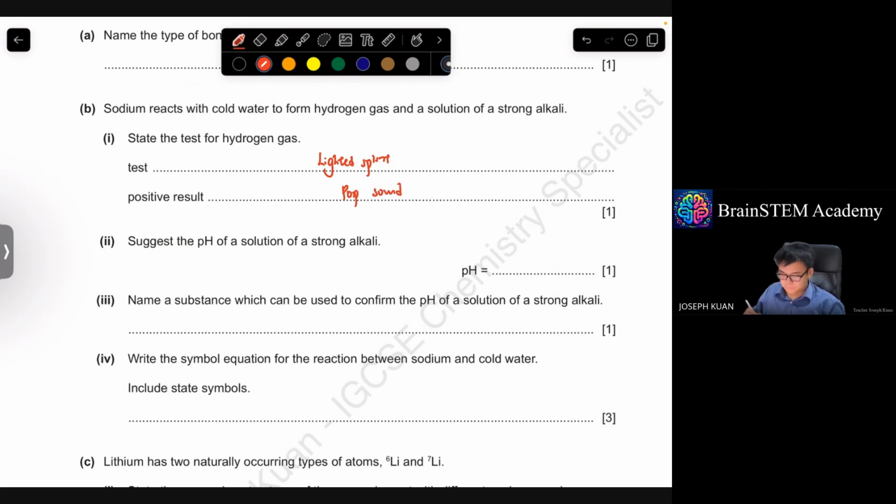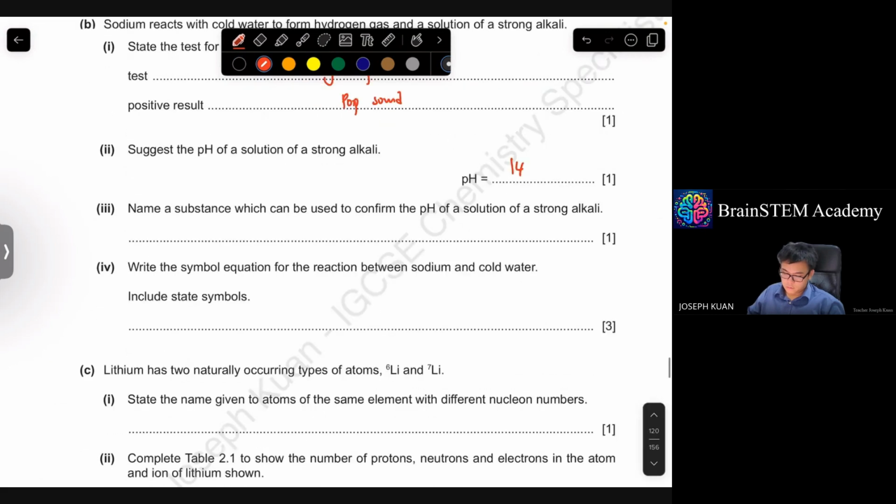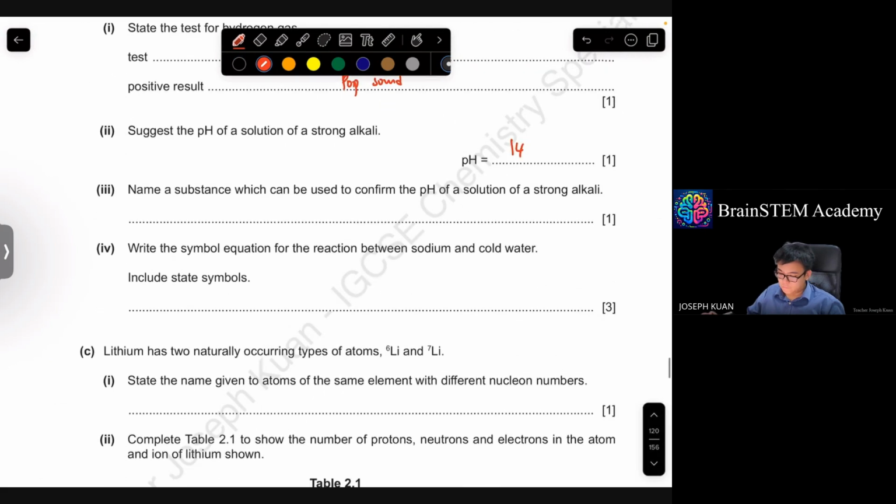So just the pH of a solution of a strong alkali. So 14. Name a substance which can be used to confirm the pH of a solution of a strong alkali. If you want the pH, you want a chemical substance, you couldn't use acid-base titration indicators. You need to use universal indicator.